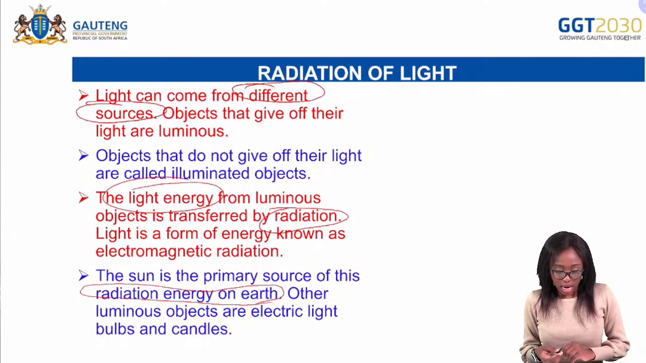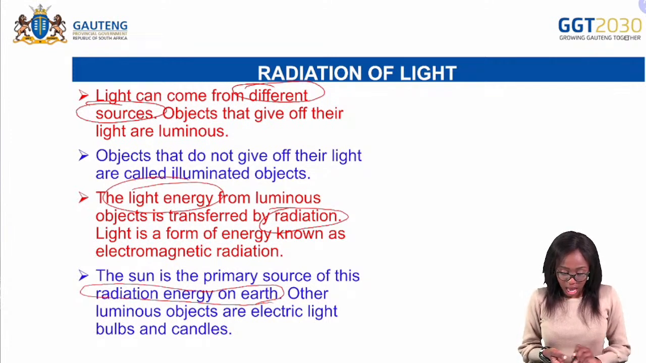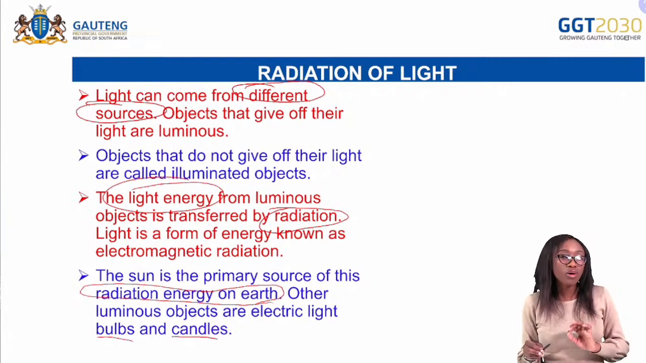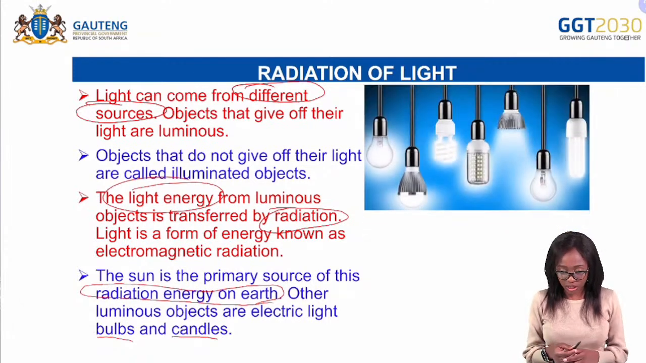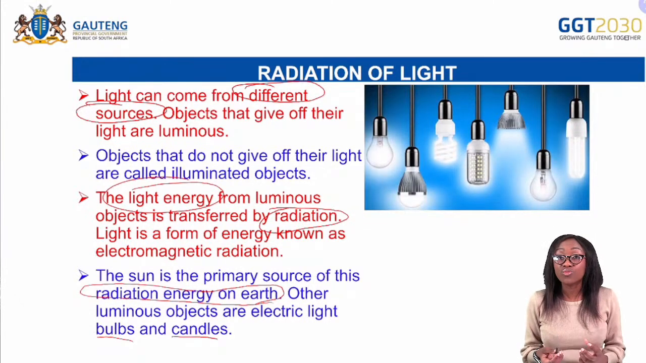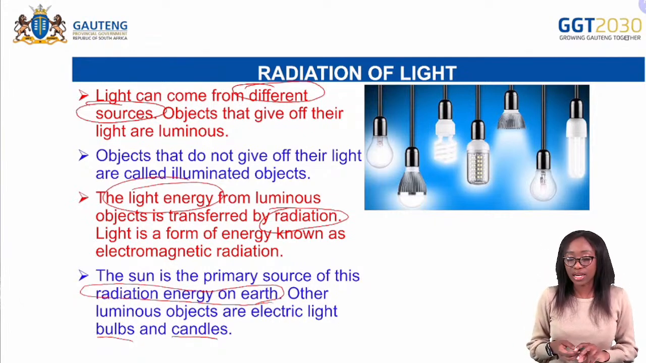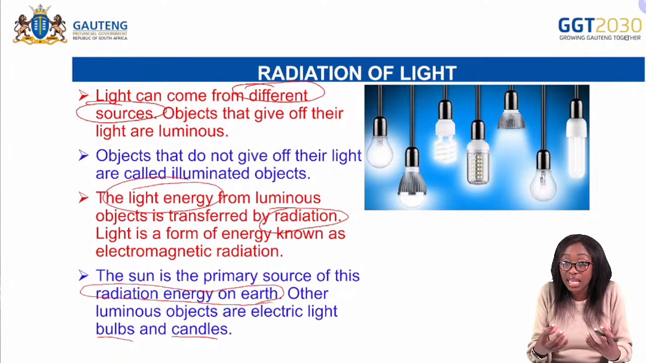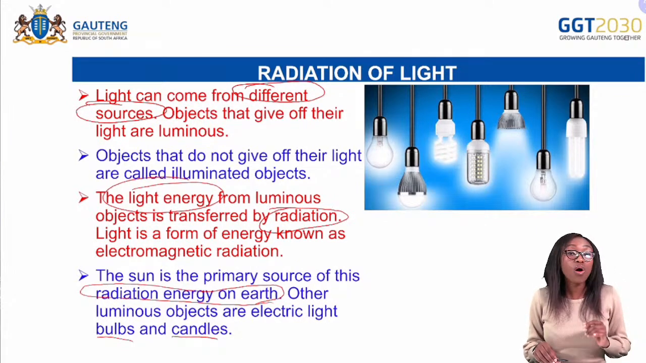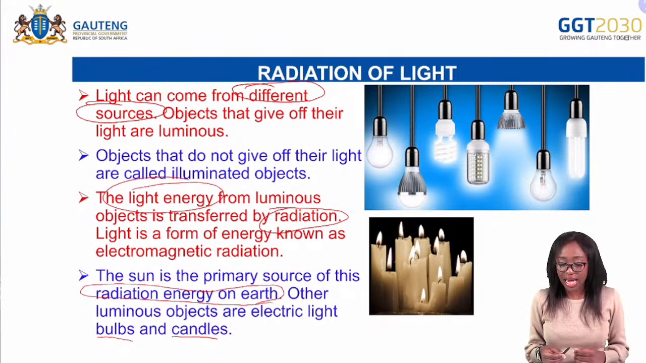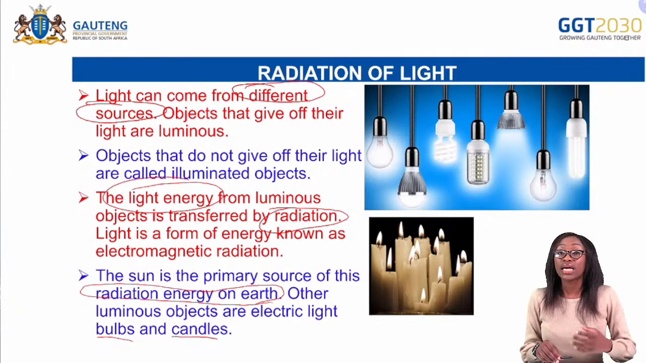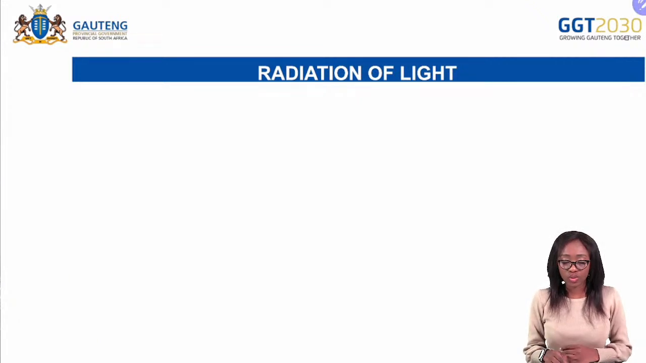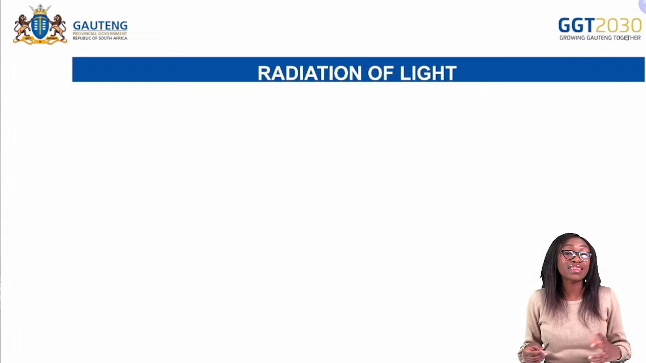to the earth. Now, other luminous objects are electric light bulbs and candles. Remember when I said we've been using this object quite often when we're learning about circuits, and these are light bulbs. So light bulbs are luminous. Why do we say they're luminous? Because they give off their light. Another object that is luminous is a candle that has been lit. A candle that has been lit is also luminous. So these are the two examples other than the sun.